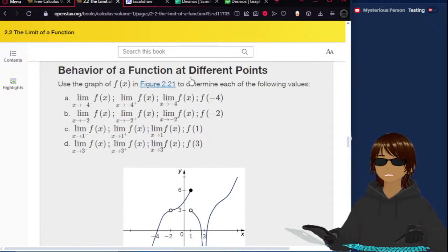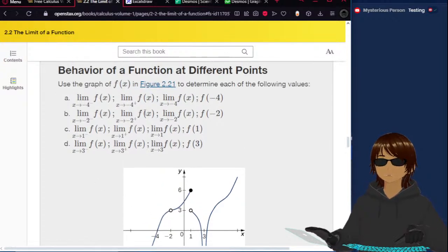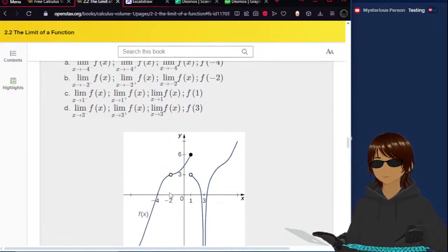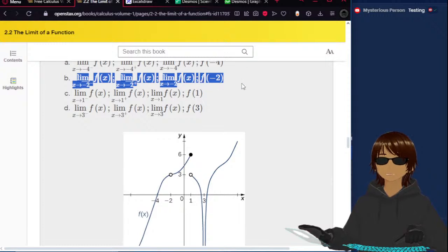Okay, behavior of a function at different points. X goes to negative 4 from the negative side, it's 0. From the positive side, it's also 0. Overall, it's 0. Then f of minus 4 itself is 0. B, from the negative side, it's approaching minus 2. It is 3. Even from the positive side, it's 3. And the overall limit is 3, but it's not defined at negative 2.